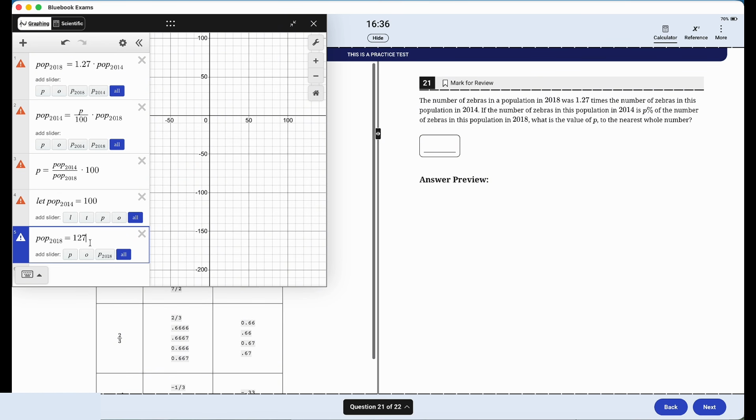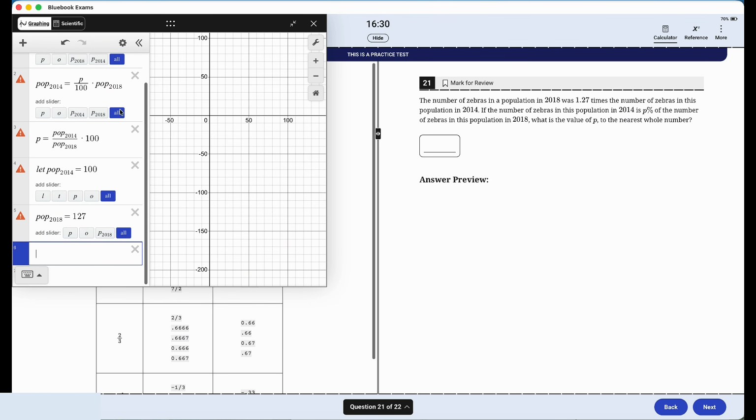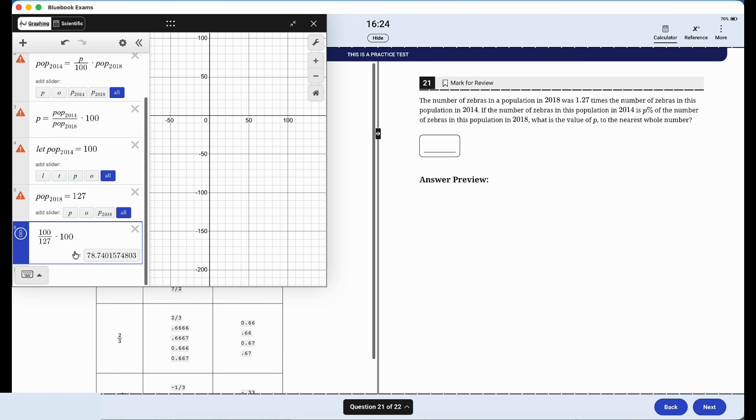That's why I picked that as 127. So you see, now I'm going to do this calculation, right? I'm just going to replace the numbers with what we have. So it's going to be 2014, that's 100 over 127 times 100. Here's my answer. It's 78.7. It says round to the nearest whole number, so we'll round to 79.